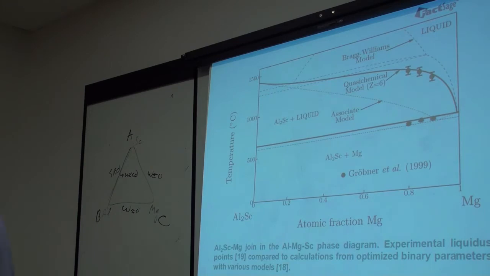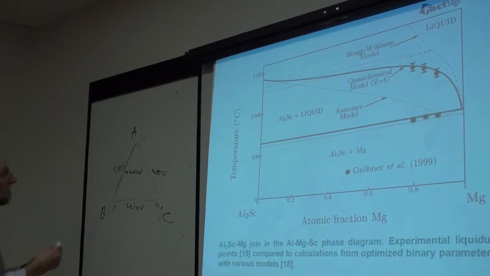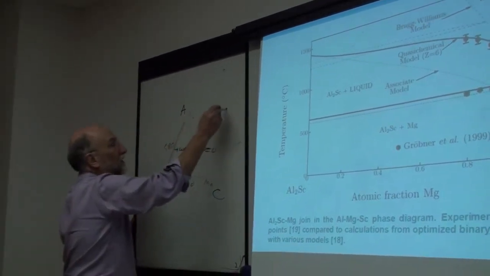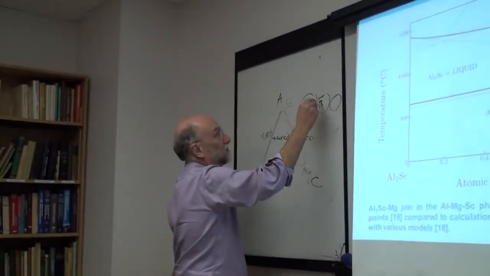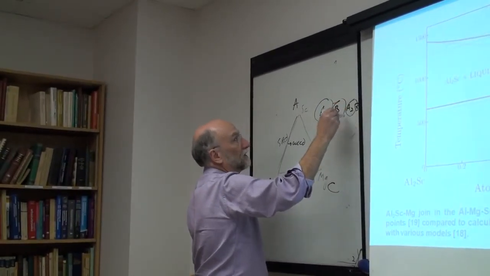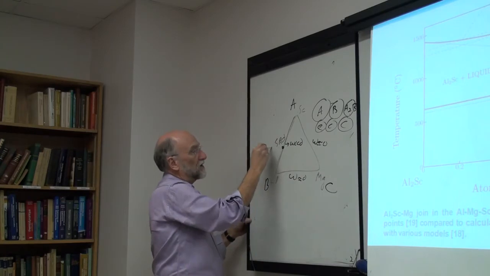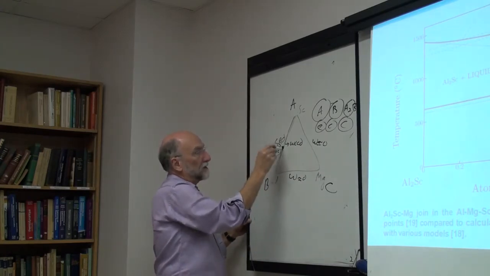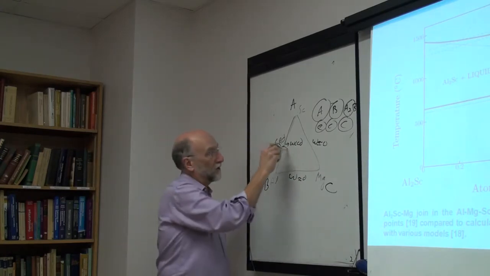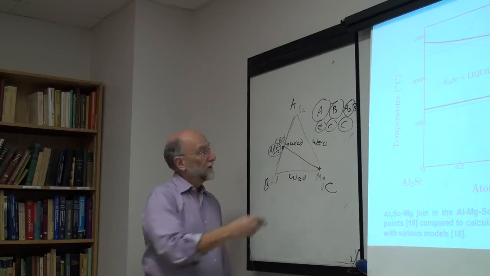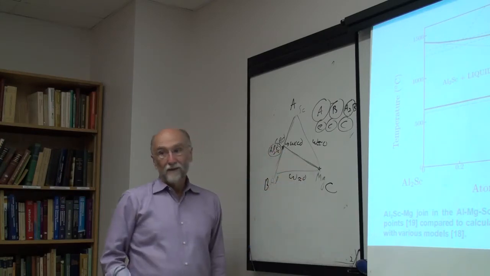And now here is where the associate model is no good, because the associate model does not account for positive deviations along here at all. In the associate model, what have you got? Remember, you've got a lattice with A's, B's, and A2B's. So over here you've got Al2SC molecules, and over here you've got magnesium atoms, and you're just mixing them randomly along this line.